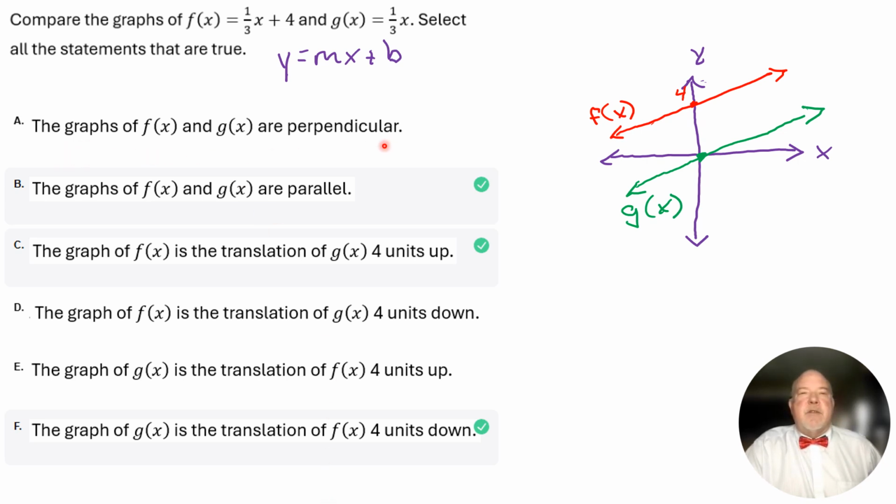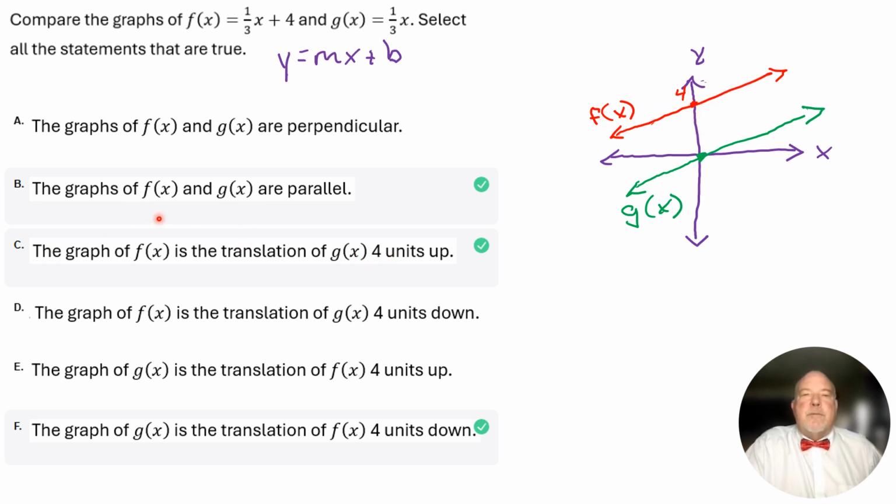We can find out which statements are true. A says the two lines are perpendicular. Perpendicular would be if one of them went like this at a 90-degree angle across the other one. So they're not perpendicular. They are parallel. That's what B says. We already determined that because the slopes were the same. C says the graph of f of x is the translation, that means moving it, of g of x 4 units up. If you take g of x and move it 4 units up, then you get f of x.